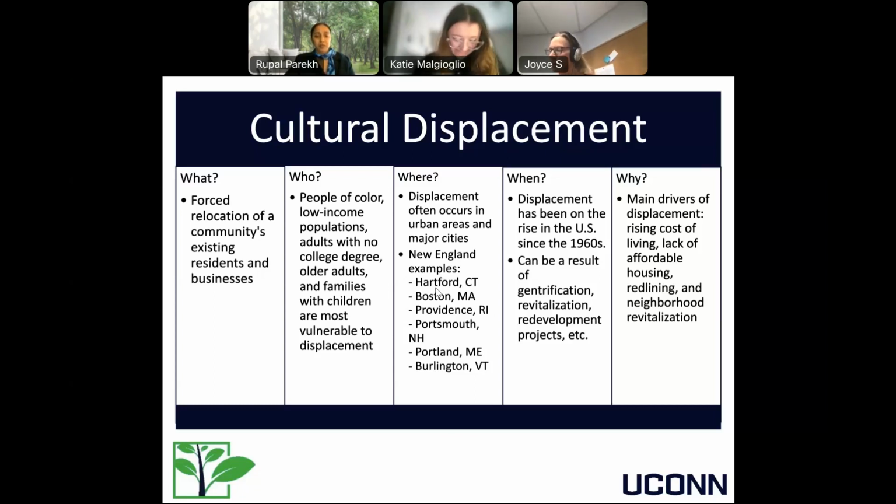So why does displacement occur? Some of the drivers include rising costs of living and housing, lack of affordable housing options, redlining and other discriminatory policies in the history of this country, and neighborhood revitalization.